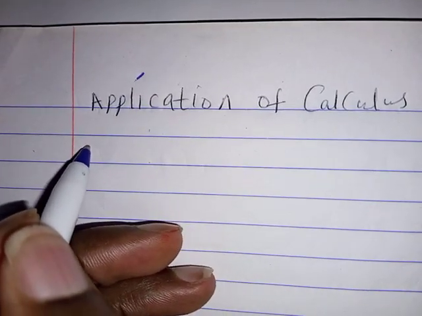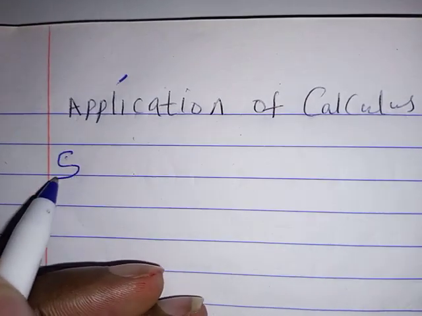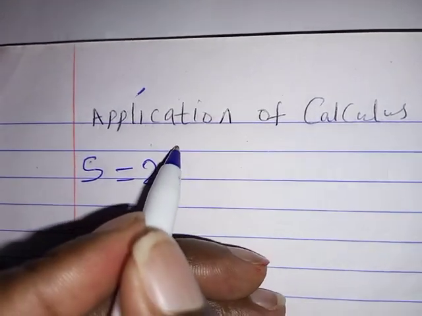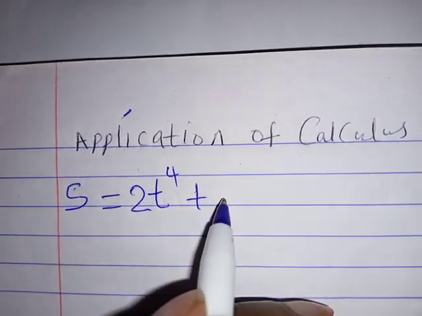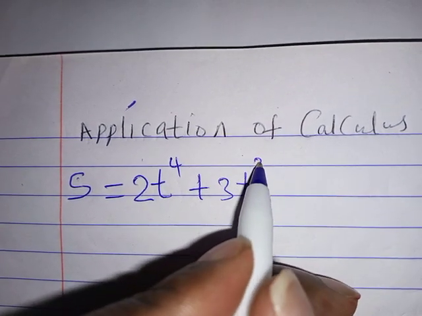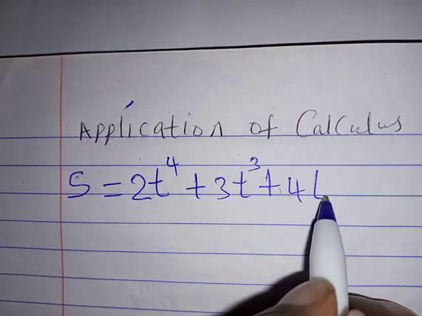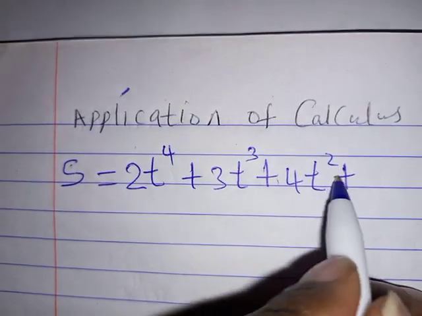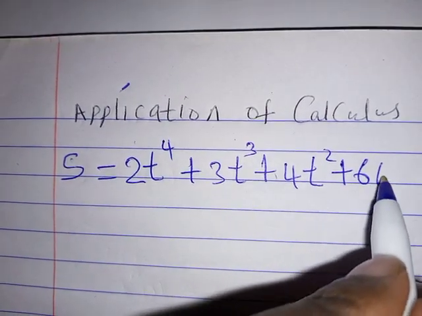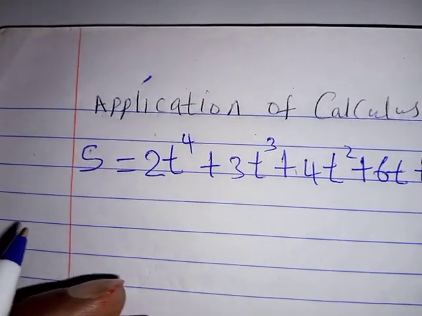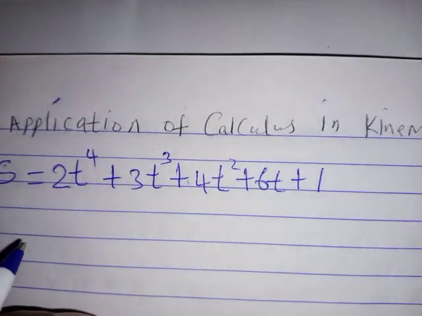So we are going to consider that the distance covered by a particle at time t is given by, for instance, 2t power 4 plus 3t power 3 plus 4t squared plus 6t plus 1. So this is the displacement of a particle, which is given by this at time t.